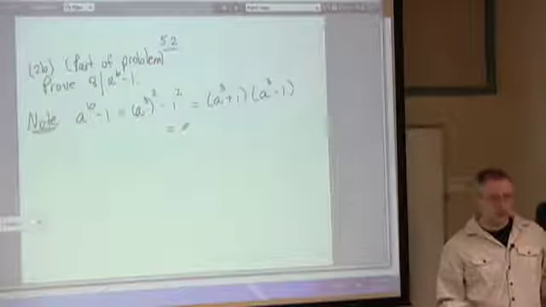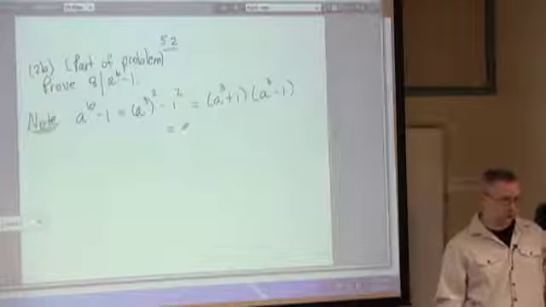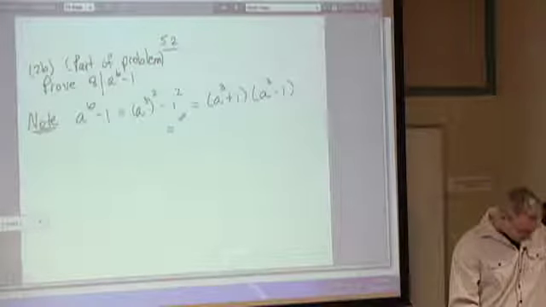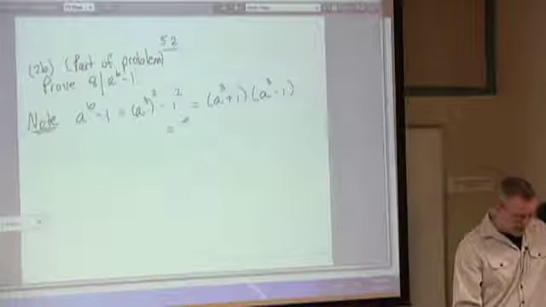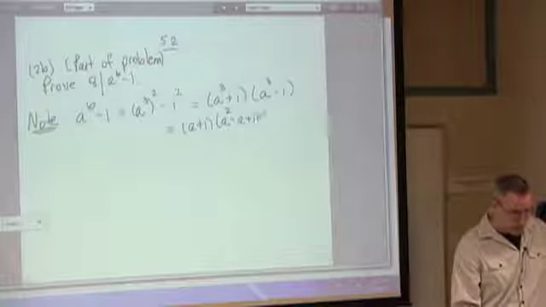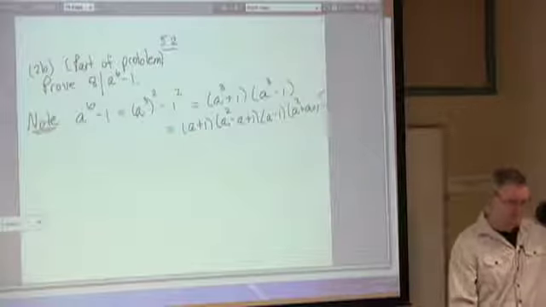Nice thing is we have the internet now. You can easily just go on Google and say factoring sum of cubes or difference of cubes. You can get all these formulas in 3 seconds. So the first part actually factors as a plus 1 times a squared minus a plus 1. Let's see if I get it. Squeeze this in here. And the second factors as a minus 1 times a squared plus a plus 1. Okay.